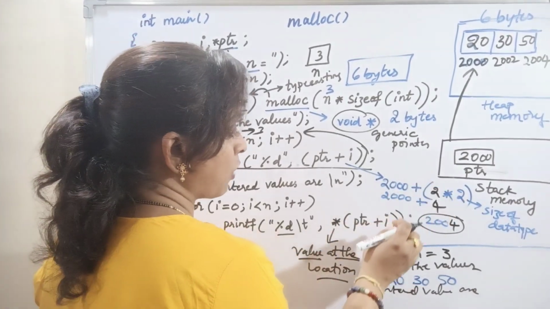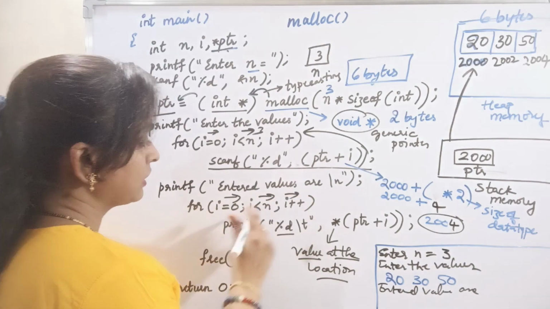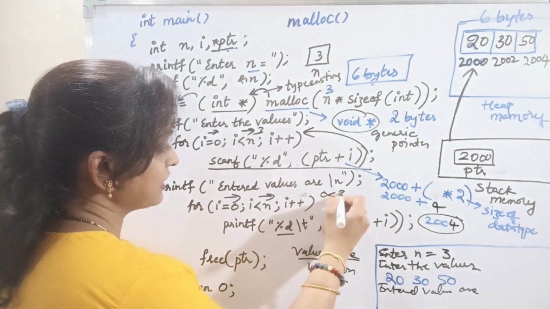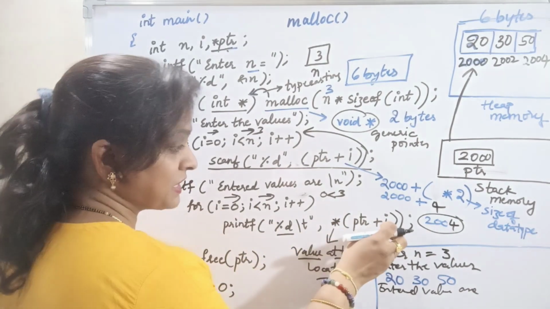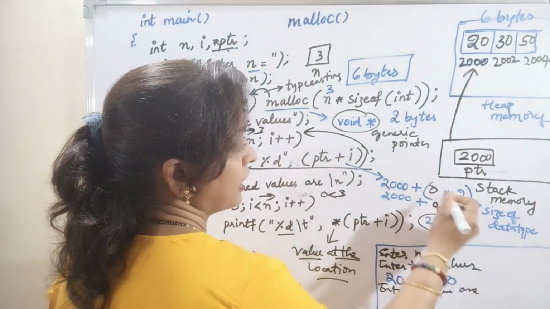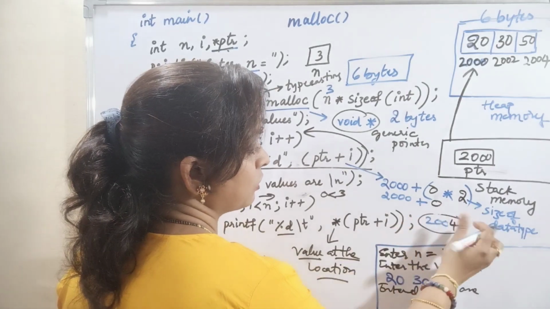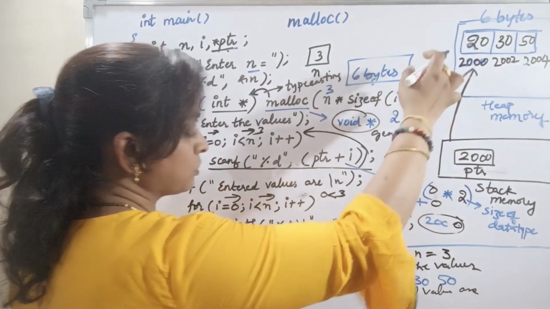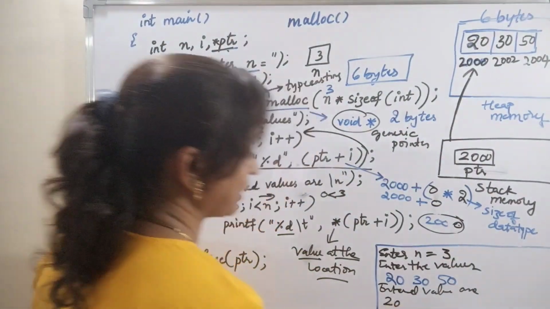PTR means 2000, and the loop starts: I equal to 0, 0 less than n. So condition true, 0 less than 3. So now I should say asterisk PTR plus I. PTR plus I in the sense 0 into 2 bytes, 0 into 2, it is 0. So it is 2000. So asterisk of 2000, the value at the location 2000, it is 20.